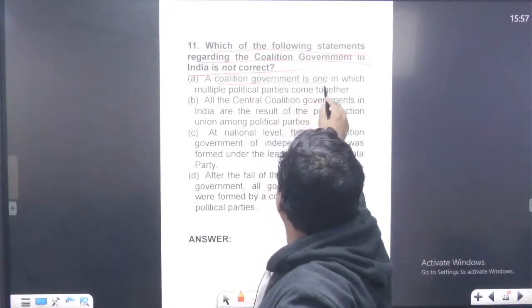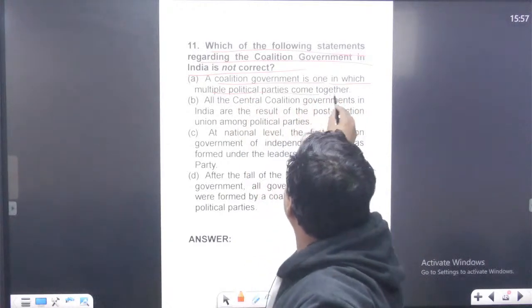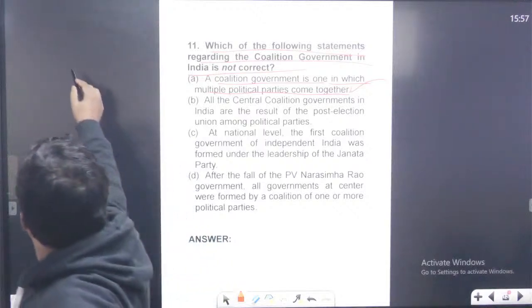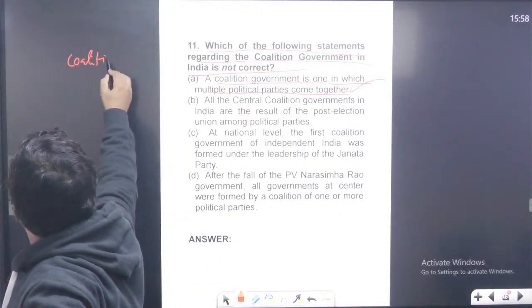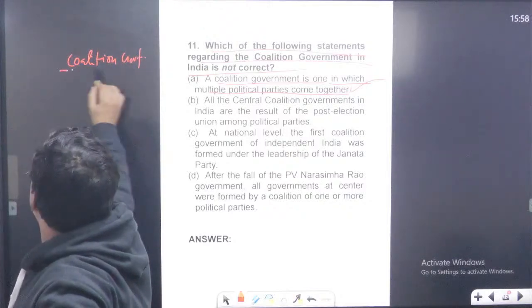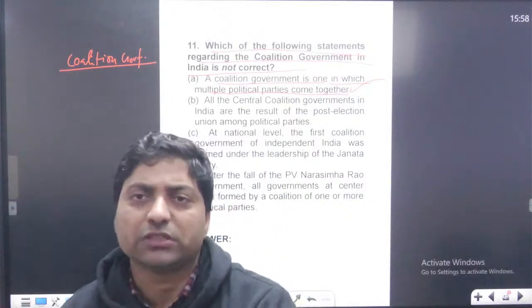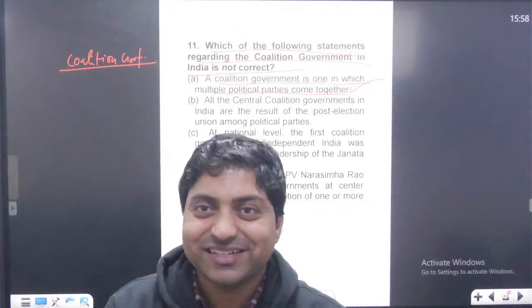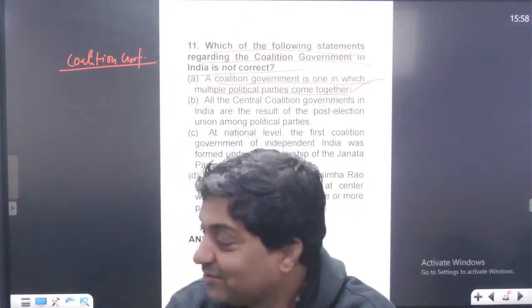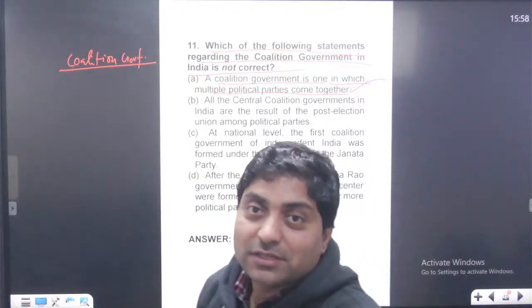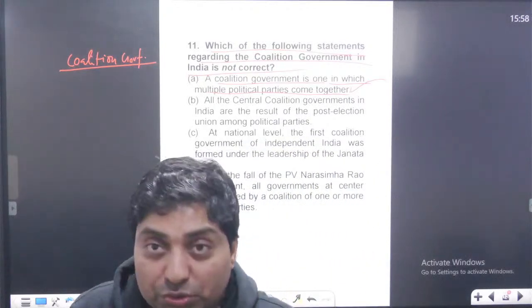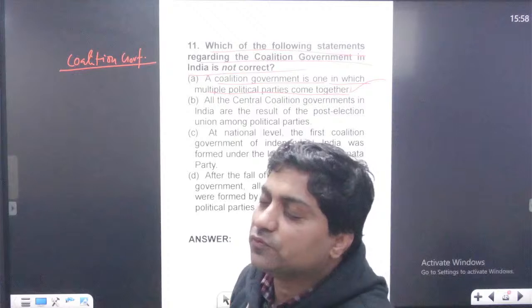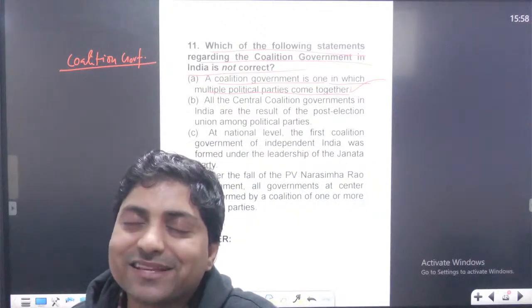A coalition government is one in which multiple political parties come together. What is coalition? The meaning of coalition is come together and grow together. You must have understood: the meaning of coalition is come together and grow together. So when two or more parties come together to form a government, it is called a coalition government.